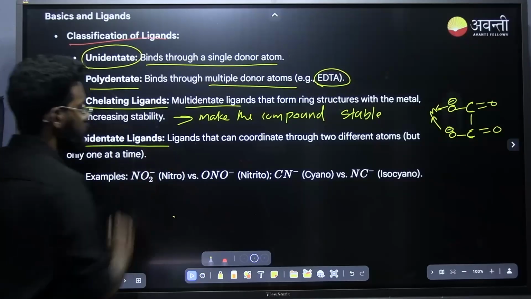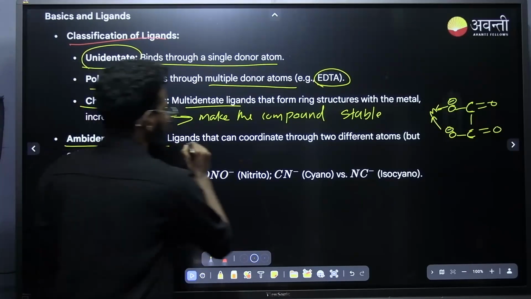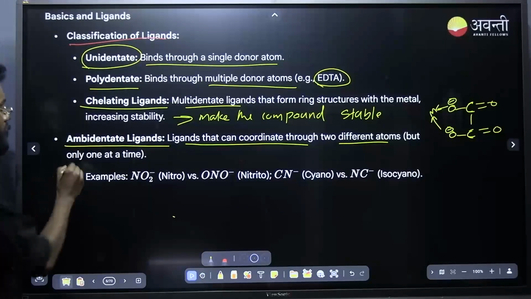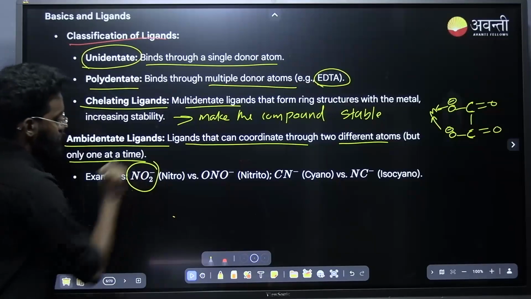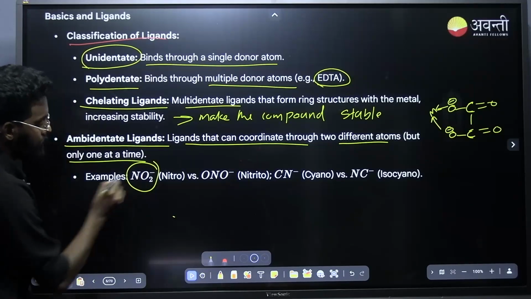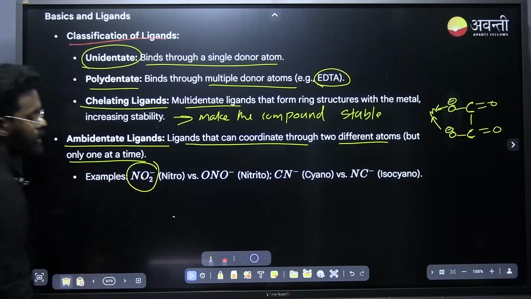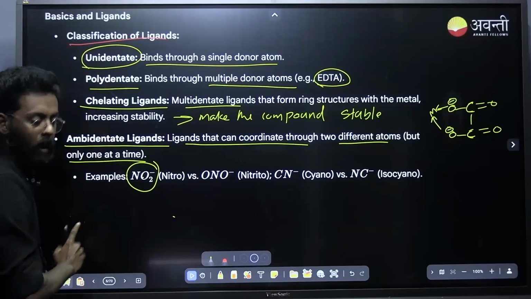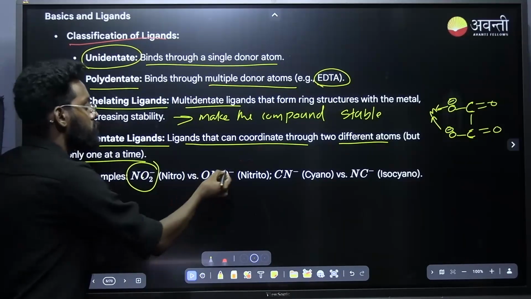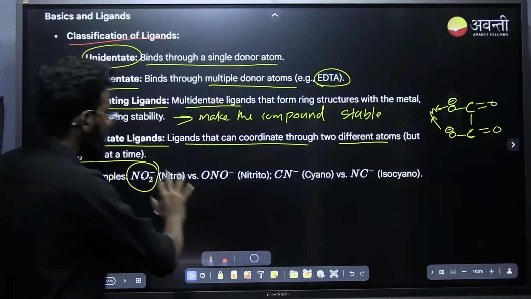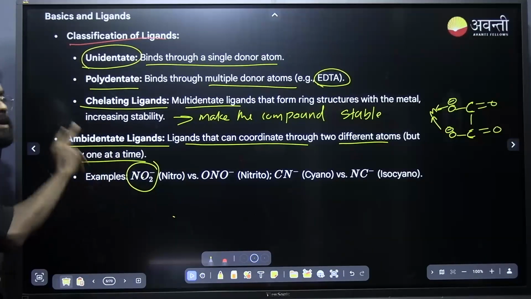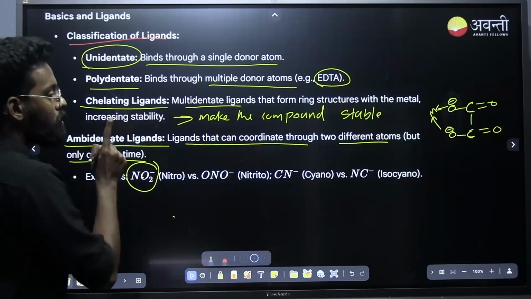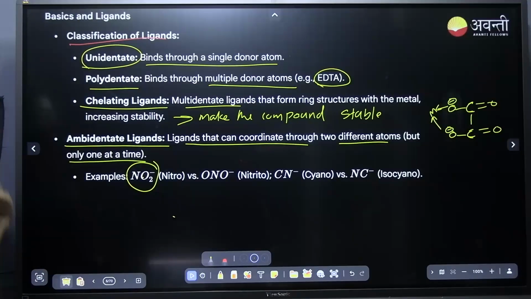Next one is ambidentate ligand. What is an ambidentate ligand? These are ligands that can coordinate through two different atoms, only one at a time. For example, I am taking nitrito, NO2. NO2 has two donor atoms. Nitrogen can be a donor atom, oxygen can also be a donor atom. At a time only nitrogen will be the donor atom, and in some cases oxygen will be the donor atom. A single ligand that has two different donor sites, in which one will be binding at a time, is what is called an ambidentate ligand.